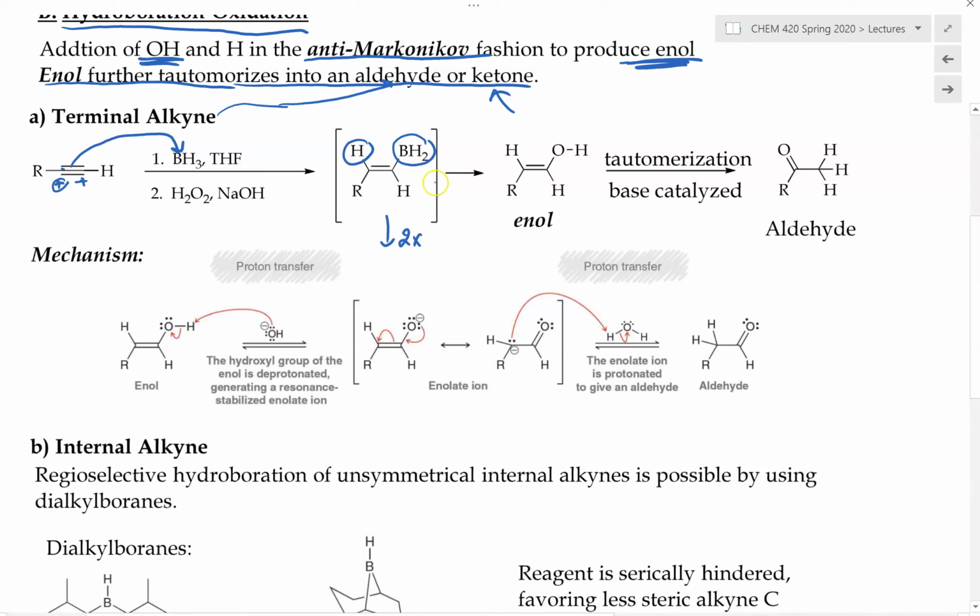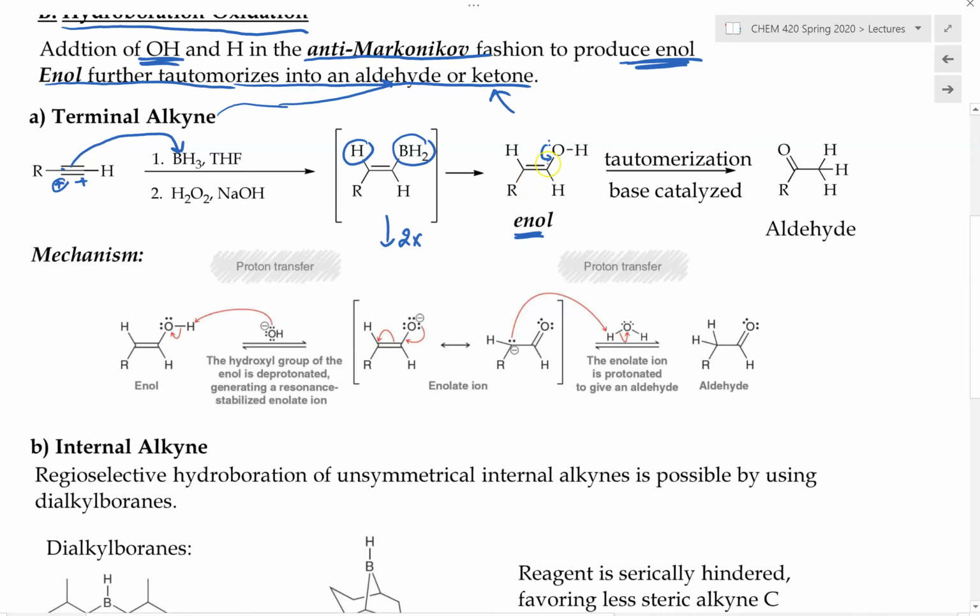And so once we have this product already, we can now do the oxidation by using hydrogen peroxide with sodium hydroxide. And now this would come in and have the OH group replacing this BH2 group right here. So at the end of this oxidation step, that's the product that we will have. And now this is the enol. And this enol would then tautomerize into a ketone.